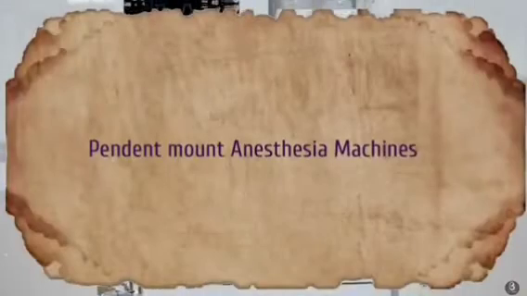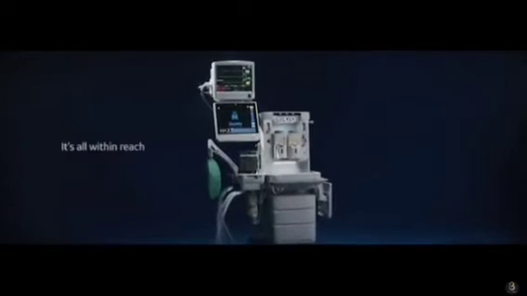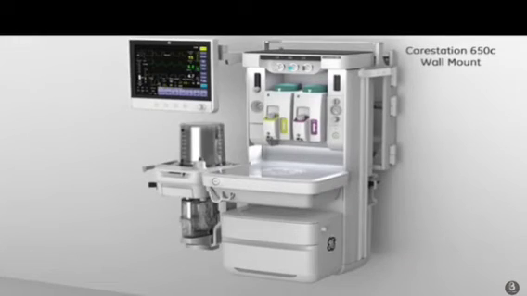Third is pendant mount anesthesia machines. This type of machine is used in operation theaters or induction rooms where space is compromised. This type of machine is mounted on a pendant hanging above the ground, which can also help in cleaning the floor easily.